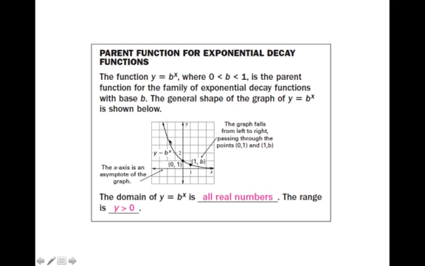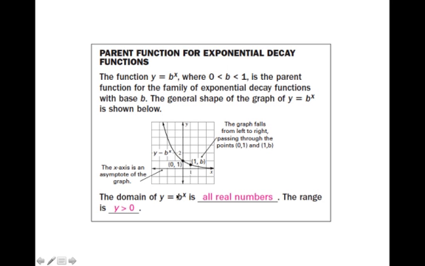And so it drops off quickly and then slows down how much it's decreasing, and it still approaches the x-axis from above. So the x-axis, the line y equals 0, is still our asymptote, our horizontal asymptote to be particular. The graph falls from left to right, passing through the points (0, 1) and (1, b). So again, plugging in x equals 0, x equals 1, and x equals -1 are all critical.